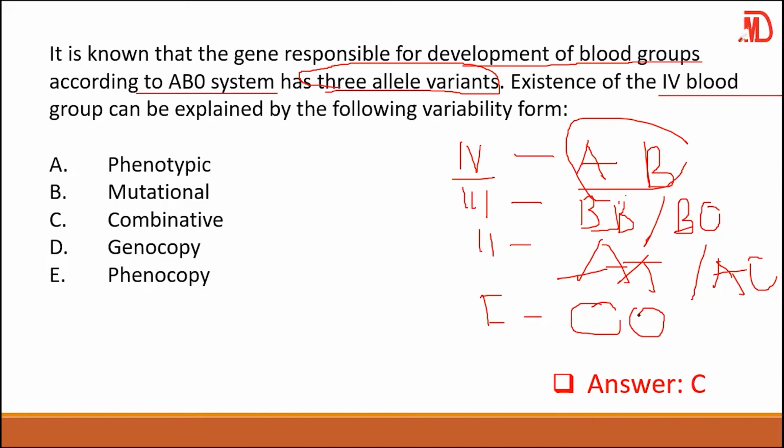Genotype is the genetic makeup of a cell. Phenotype is the physical representation of that genotype. I repeat, the genotype, for instance, when I say AB or BB or BO, these are genotypes.